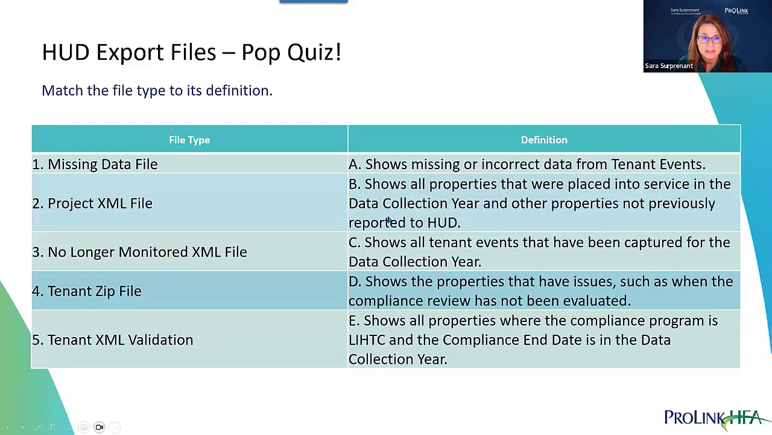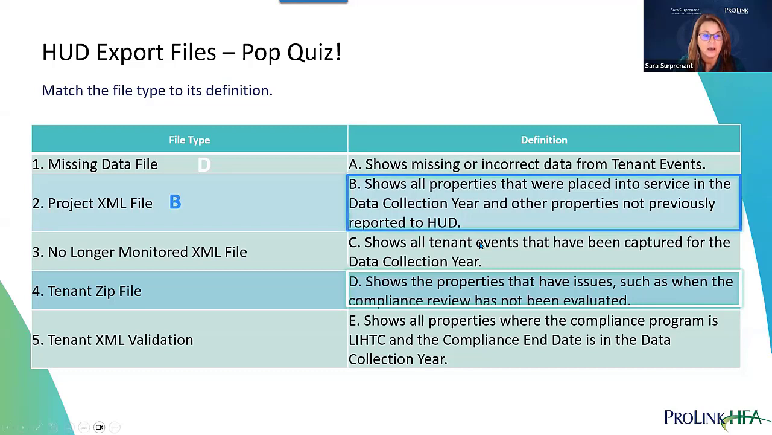So quick pop quiz, playing along at home: what the files do and the definition of each file. Missing data file. That one's going to show the properties that have issues, such as when the compliance review has not been evaluated or it has missing requirements on there. On the project XML file, all properties that have a place in service date in the data collection year that were not previously reported to HUD.